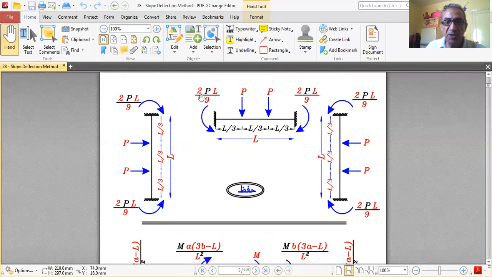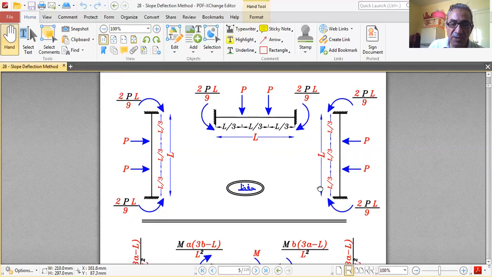It is 2PL over 9 for both ends. Again, the tail of the moment is with the tail of the concentrated load. The tail of the load here is above, so the tail of the moment is above. Where the tail is on the left side of the beam, the tail of the moment is on the left side, and where it is on the right side, the tail of the moment is on the right side. The value is 2PL over 9 for both sides.